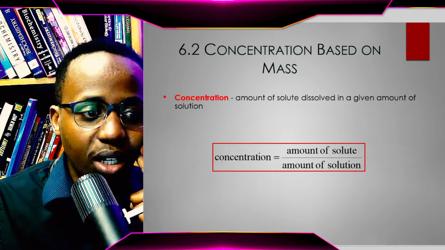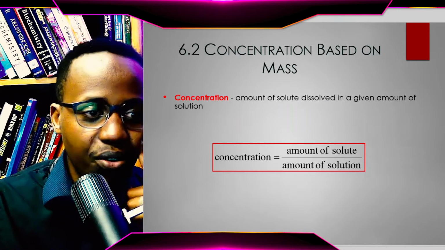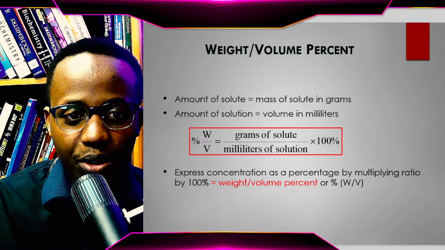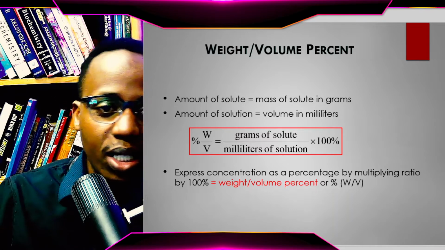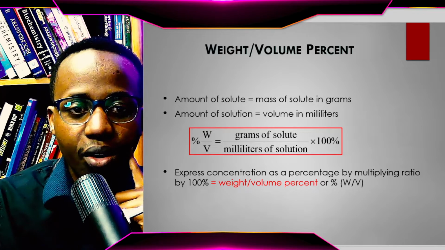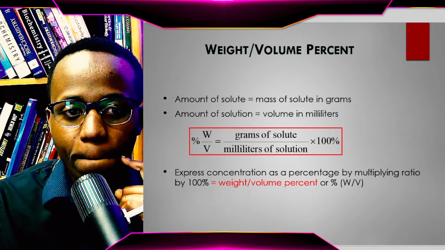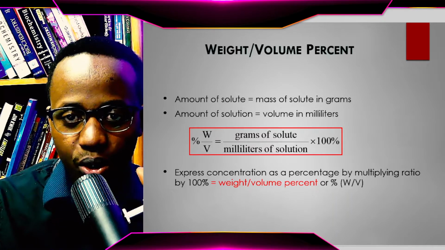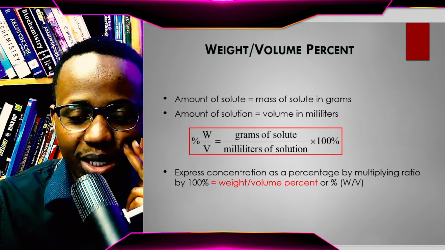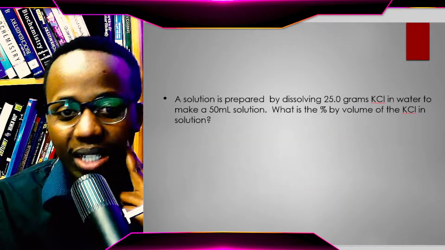So we're going to be starting to look at a few formulas for concentration, and the first one is the weight per volume percent. This is the one that I was just talking about in my example, where you take the grams of solute over your milliliters of solution times 100. The grams of solute over the milliliters of solution times 100. That's weight per volume percent, and it's expressed by percentage. Right, so let's look at an example.